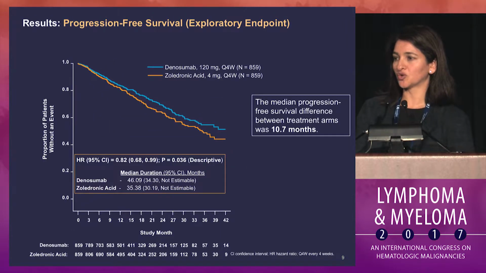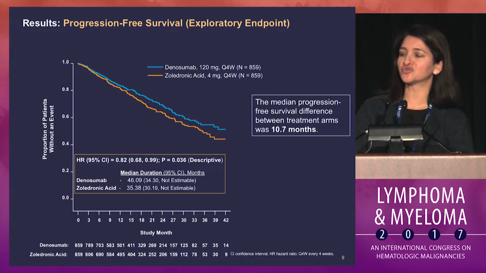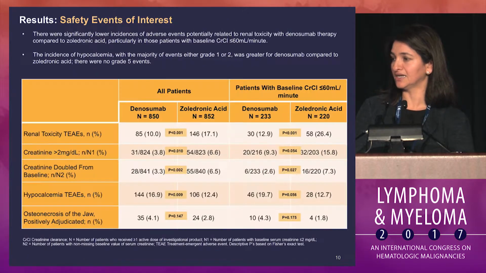What we also looked at, and this was a pre-specified but exploratory endpoint, was progression-free survival. We saw a very significant benefit in terms of progression-free survival between Denosumab and zoledronic acid, amounting to about 10.7 months. Now, we've never really seen a survival difference or progression-free survival difference in patients, even in treatment studies, amounting to about 10.7 months. So this we found was quite remarkable in this study.